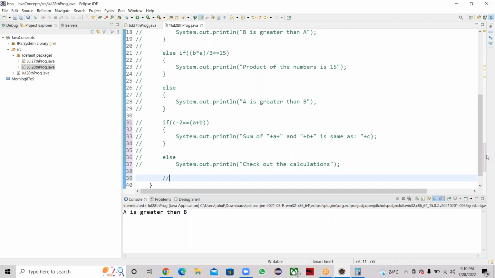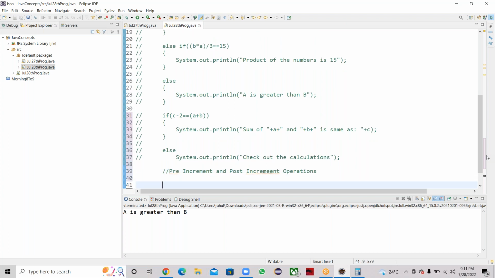The next concept that we are going to deal with is pre-increment and post-increment operation. What do you mean by pre-increment and post-increment? Have you seen this symbol, A++? Haripriya? A plus plus, A minus minus. Yes, sir, increment.